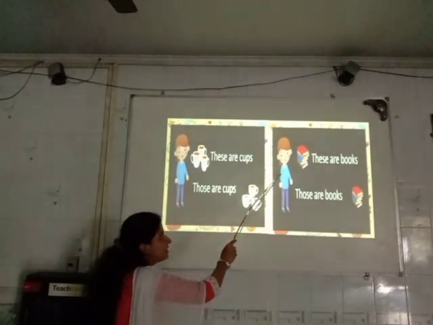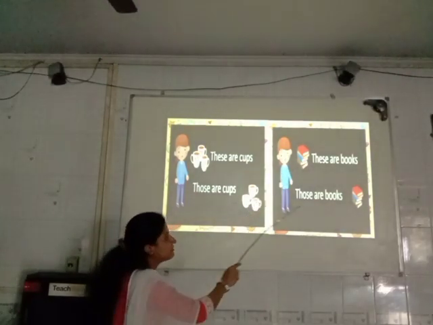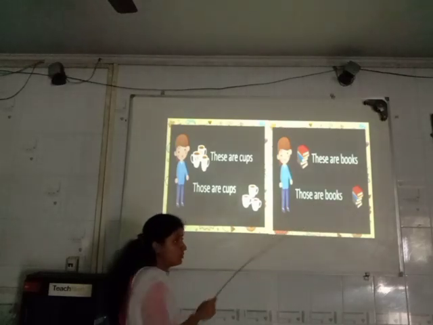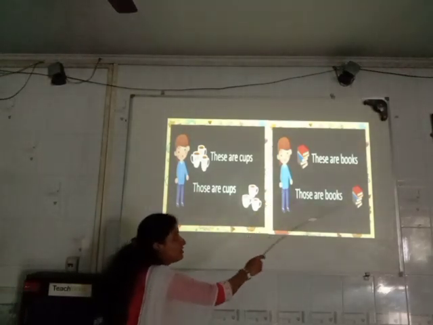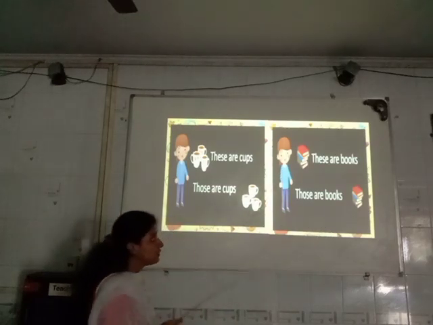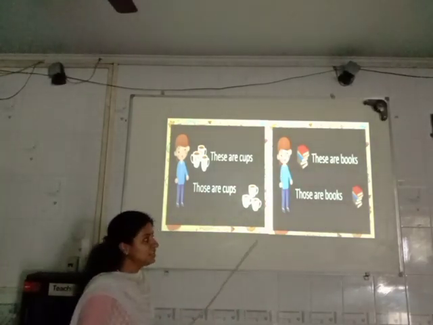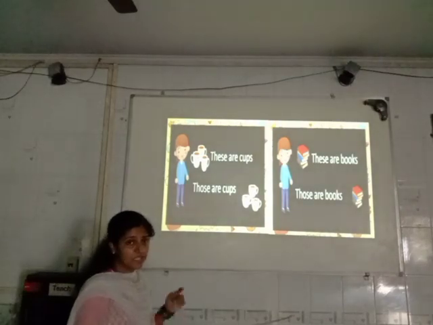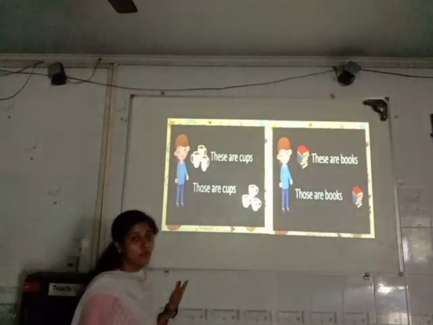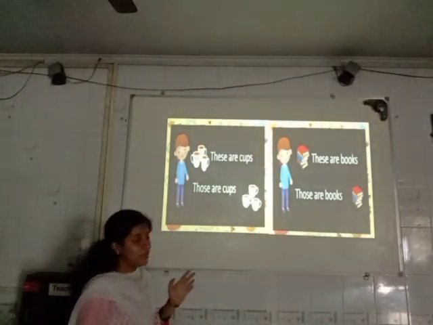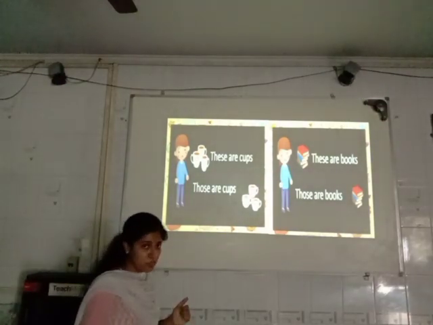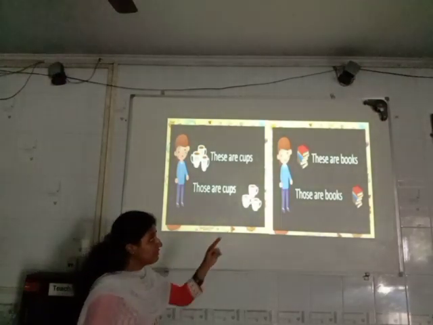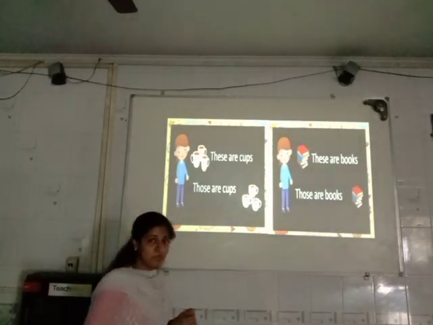It is near, that's why we use these. And it is far from this boy, that's why we use those. So these are books and those are books. These and those are used for the plural, meaning for more than one. If the things or objects are more than one, we use these and those. These is used when it is near to us and we use those when it is far from us.